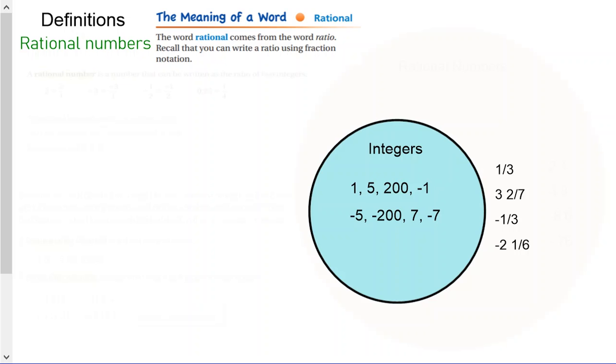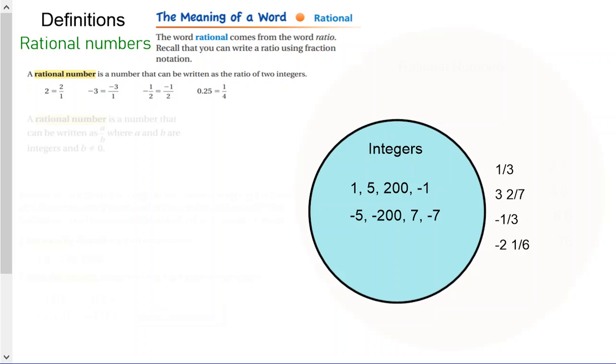Okay, so if we look at a rational number, integers can be considered rational numbers because we can write any whole number as a fraction. And you can see up here we have 2 is equal to 2/1, or 2 out of 1. -3 is -3 out of 1. And we can see 0.25, or 25 hundredths, is equal to 1/4.